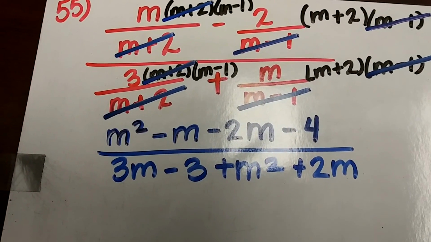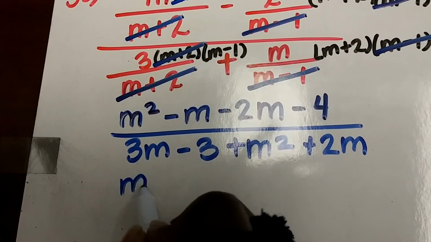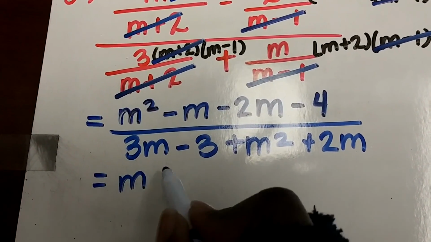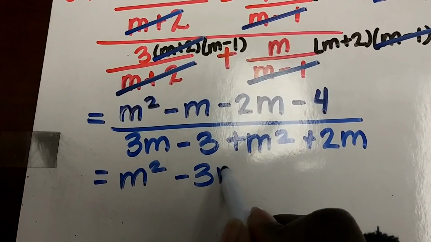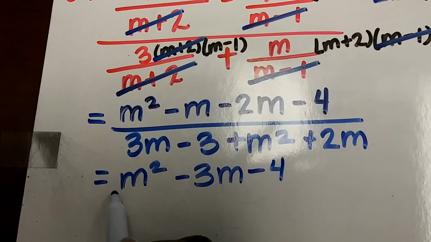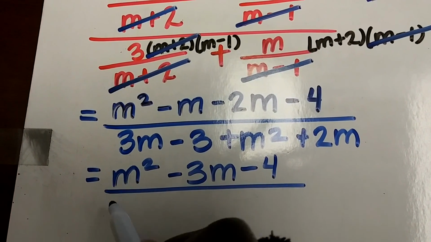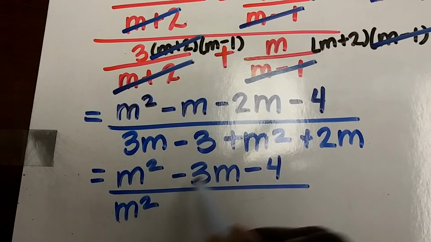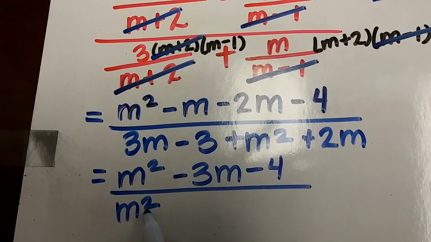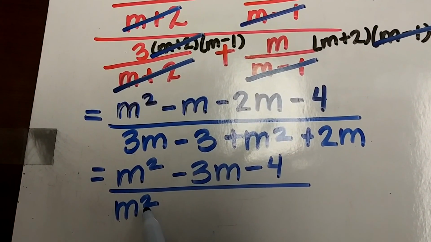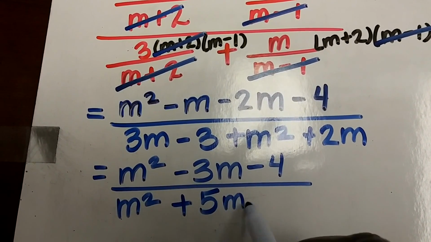So now I have M squared, negative 1 minus 2 is negative 3M minus 4 over, I do want to write this in descending order, so I'm going to say M to the second. So I'm going to start off with the highest exponent, which is your degree. Standard form, descending order, we talked about those terms. 3M plus 2M is 5M minus 3.